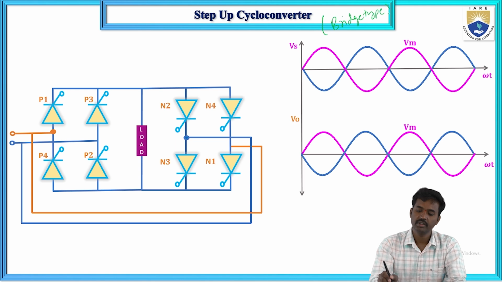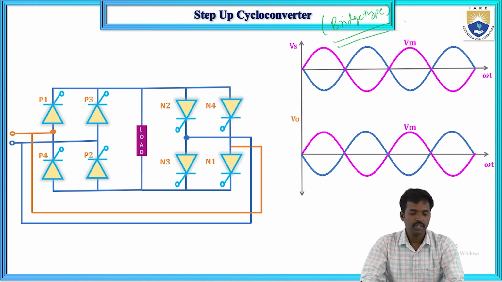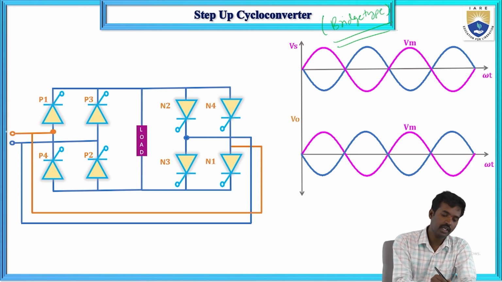Bridge type. So in the bridge type here, what will happen? This is the AC supply. I am giving an AC supply.